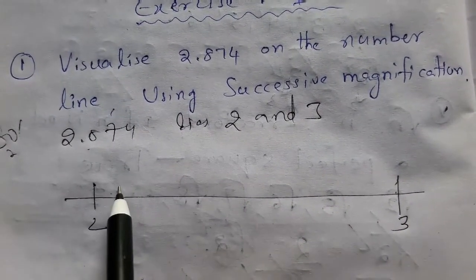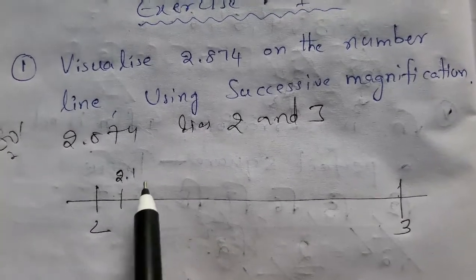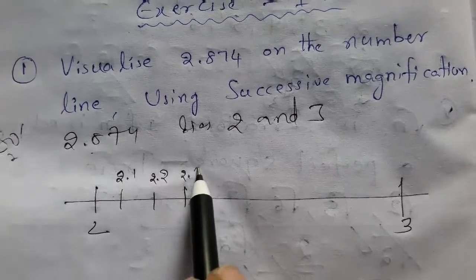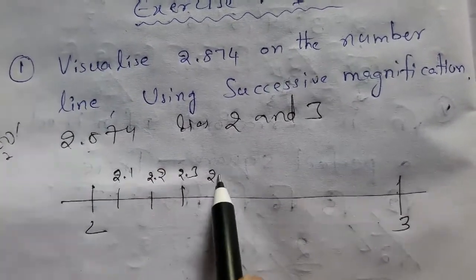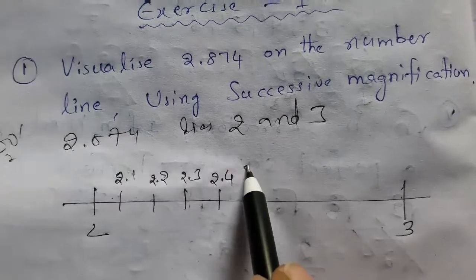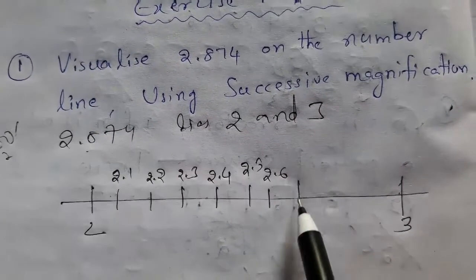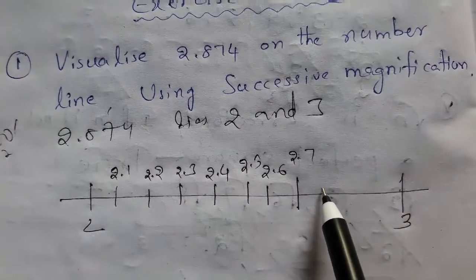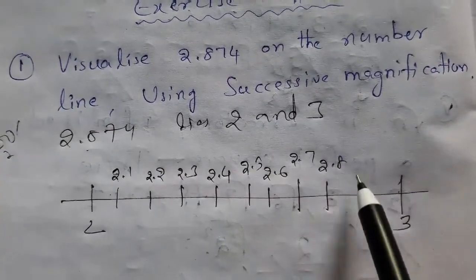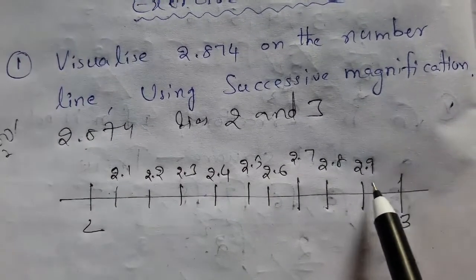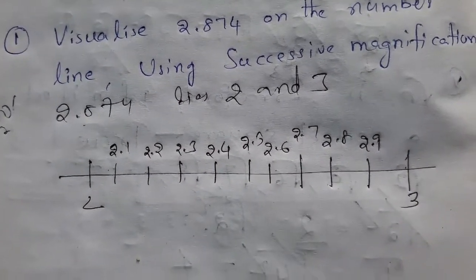That means here is 2.1, 2.2, 2.3, 2.4, 2.5, 2.6, 2.7, 2.8, 2.9, and next is 3.